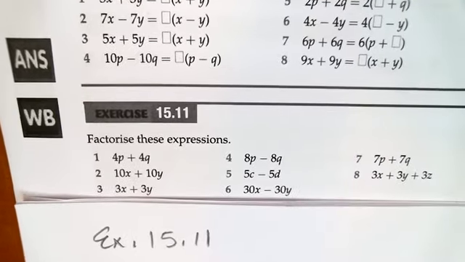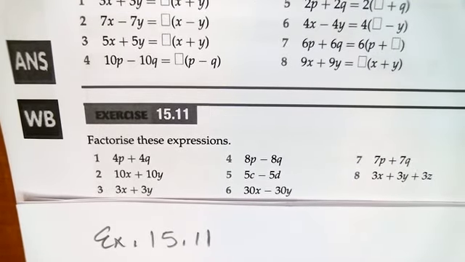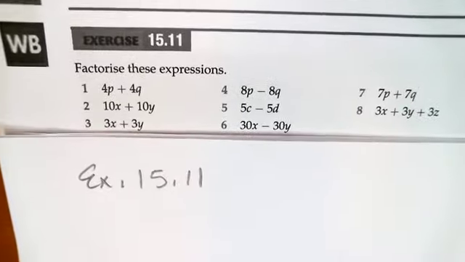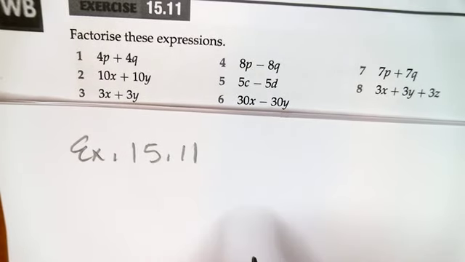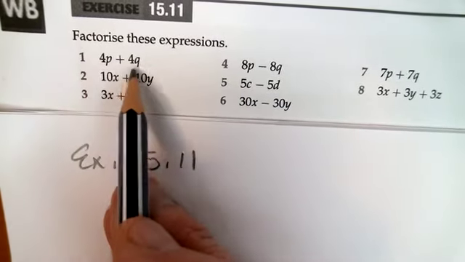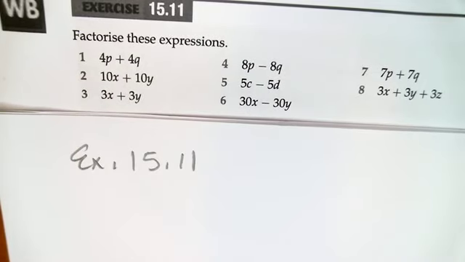Right, well, we've done a whole bunch of expanding. Now what we're going to do is factorizing. And factorizing is kind of the opposite. So for factorizing, we're saying we've got two things here. They're not in brackets. We're going to put them in brackets.